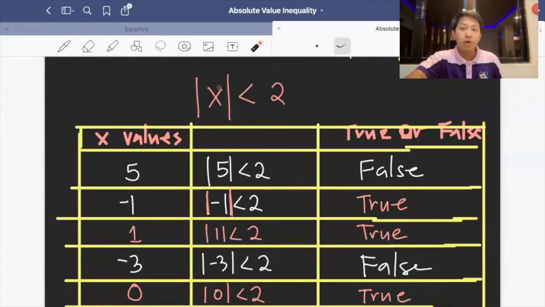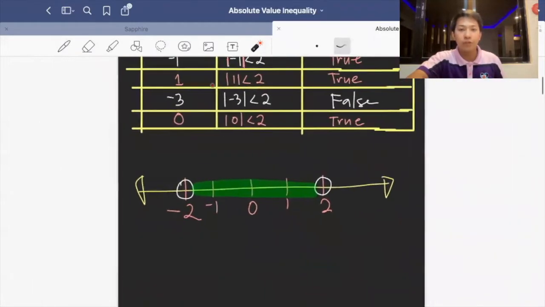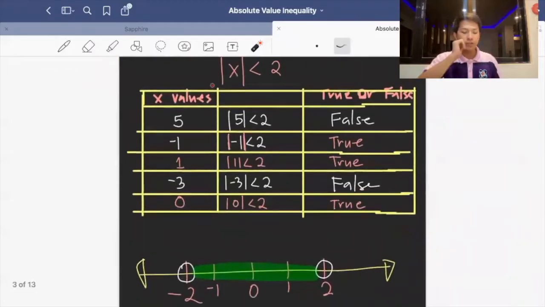Like last meeting, you were able to discover that if we were to graph the solutions of the absolute value of x is less than 2, all numbers between -2 and 2 are solutions. So we can have, for example, the 0, the 1, the -1. We can also have the 1.5 or 0.5 or -0.5, etc. As long as it's between -2 and 2.